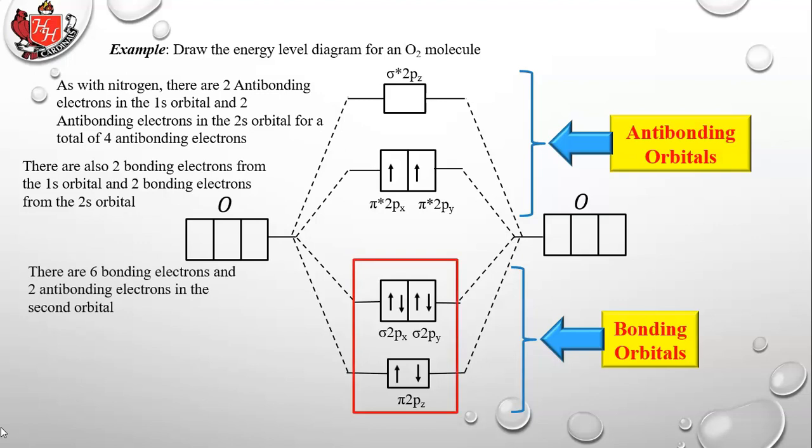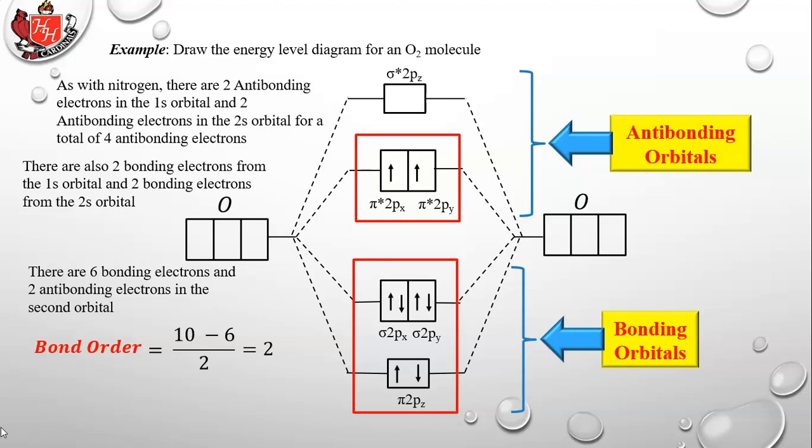Now down here, there are 6 bonding electrons. There you see them, down on the bottom. And 2 antibonding electrons, there you see those, up at the top. So in all, you have 10 bonding electrons in total and 6 antibonding electrons: 2 from the 1s, 2 from the 2s, and the 2 that you see right there up above in the pi star 2px and pi star 2py. So there's your equation. You do the math on that and you get 2. So this oxygen forms a double bond.